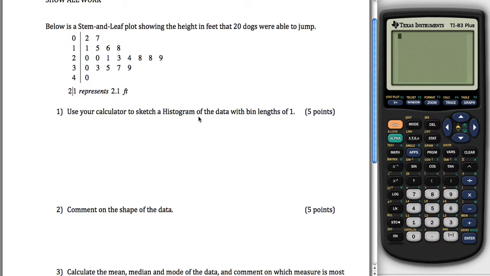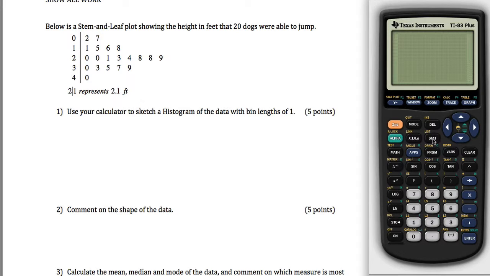Use your calculator to sketch a histogram of the data with bin lengths of size 1. What we first have to do is put our data into a calculator. Maybe I'll put mine into L2 here. And then just be careful when you're putting it in. 0-2 represents 0.2. So 0.2 is our first observation, and then 0.7 is our next one.